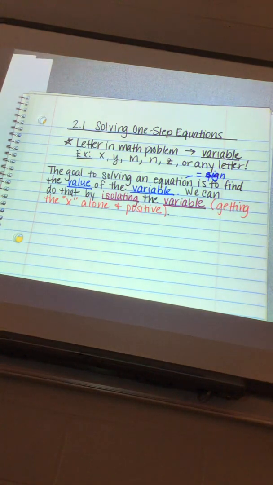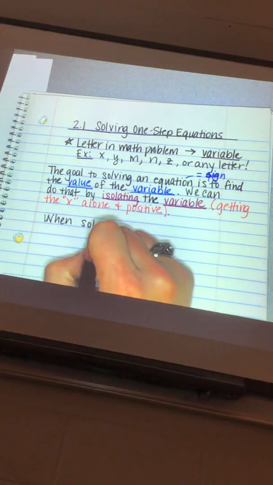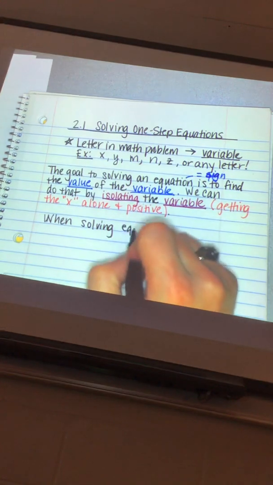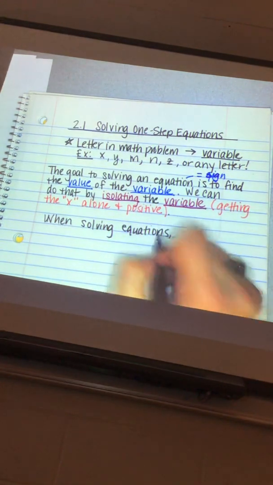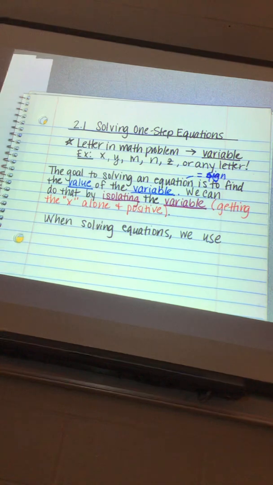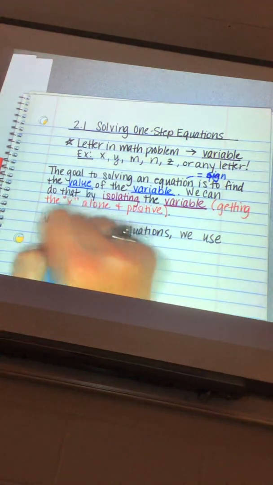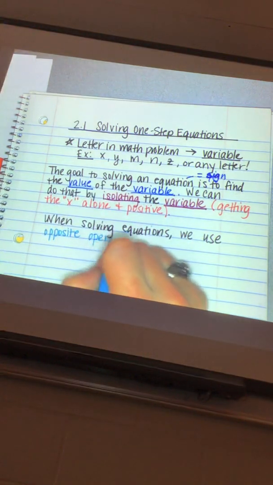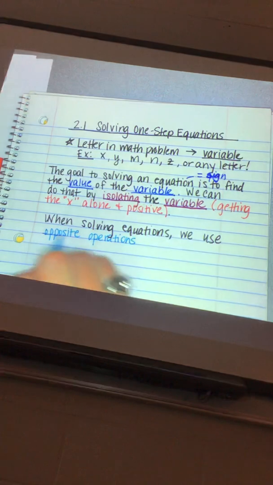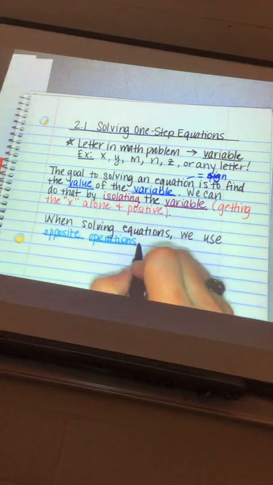Okay, so now we know the goal. The next thing we need to know is when solving equations, we use opposite operations. I'll tell you more about that later.